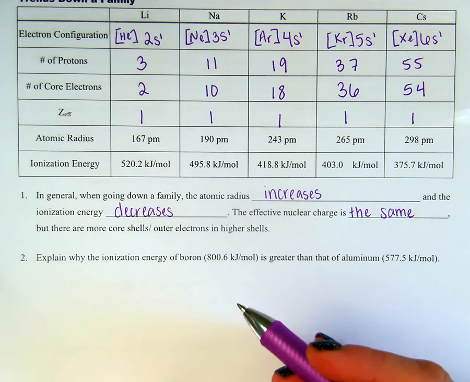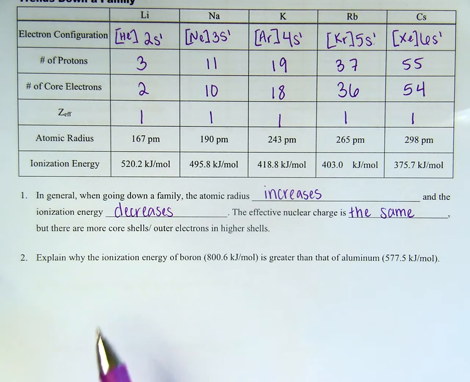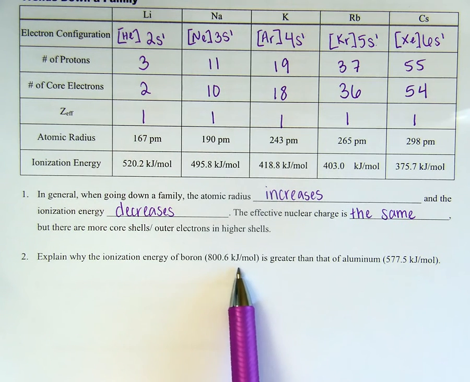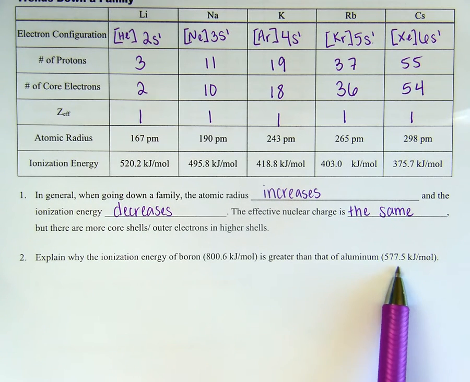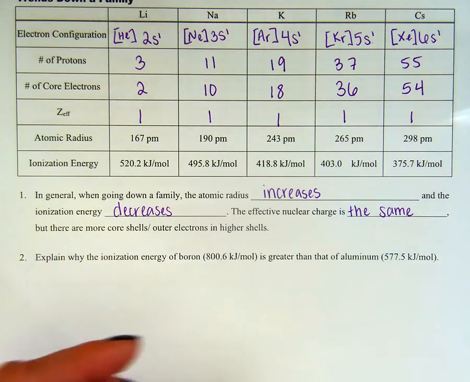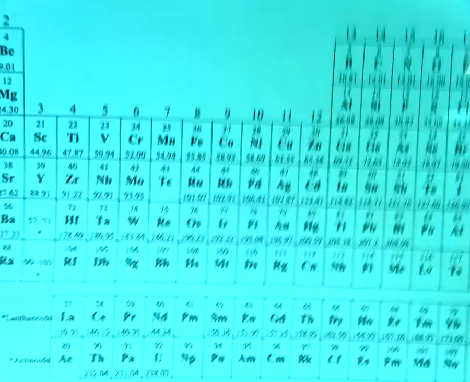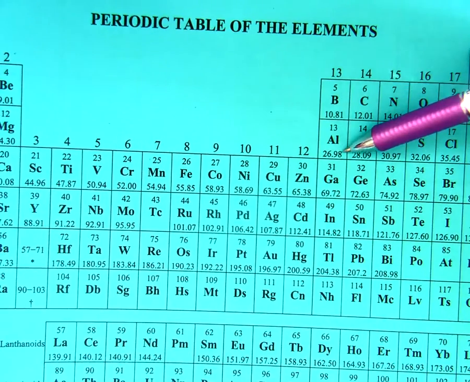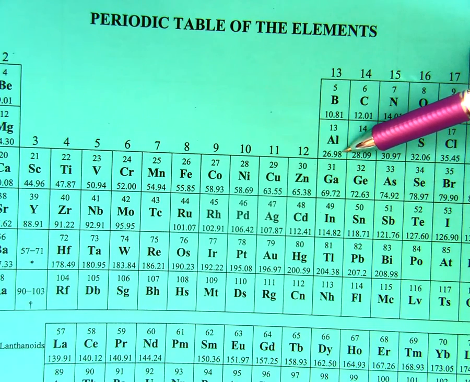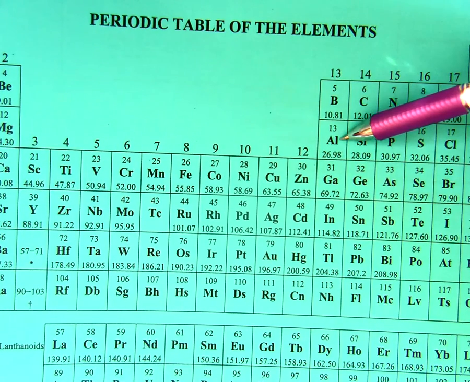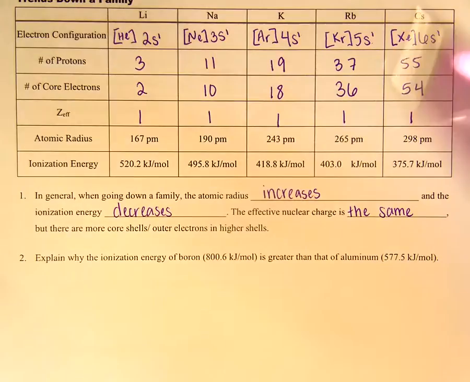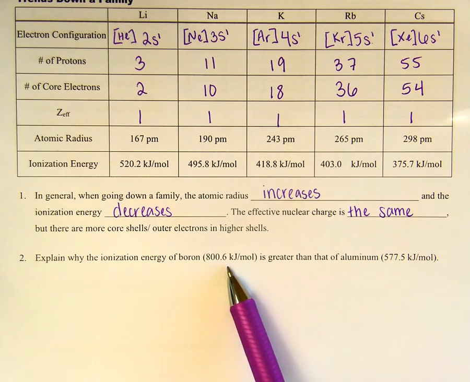Okay, so number 2, explain why the ionization energy of boron, which is 800.6 kilojoules per mole, is greater than that of aluminum, which is only 577 kilojoules per mole. Well, first let's find these on the periodic table. Here's boron, and here's aluminum. So we can see that the trend we're going to care about here is going down a periodic table. And we know, because we're told, that the ionization energy of boron is higher than aluminum.